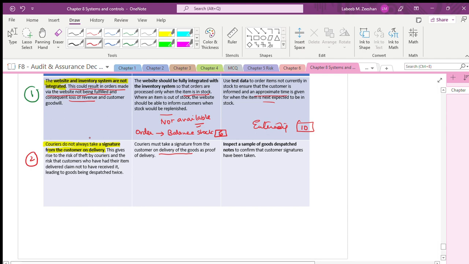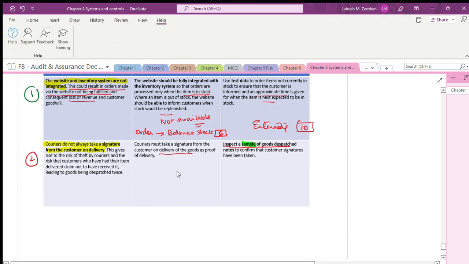Fine, that is. Now what is the test of control? You are inspecting a sample of goods dispatch notes. When you are inspecting a sample of goods dispatch notes, you are ensuring whether the customer signature is there or it is not, whether it is taken or it is not taken.